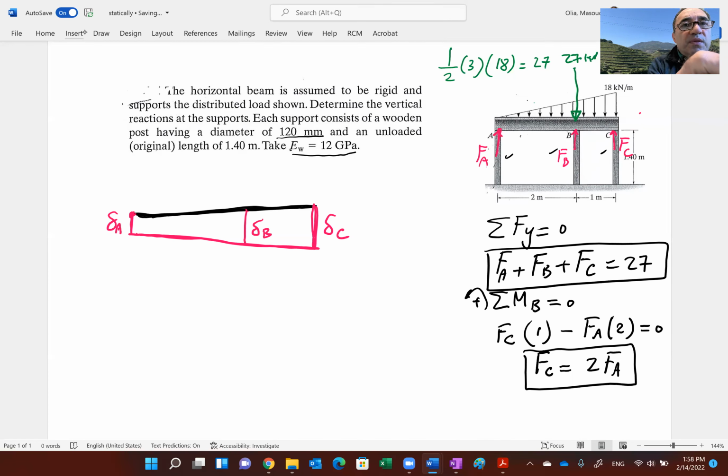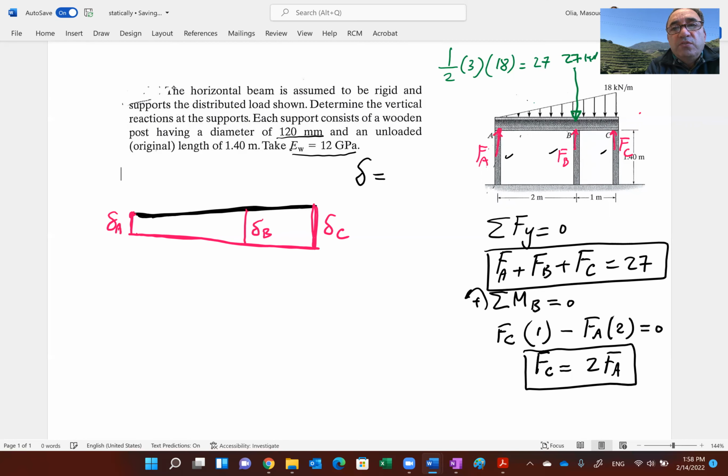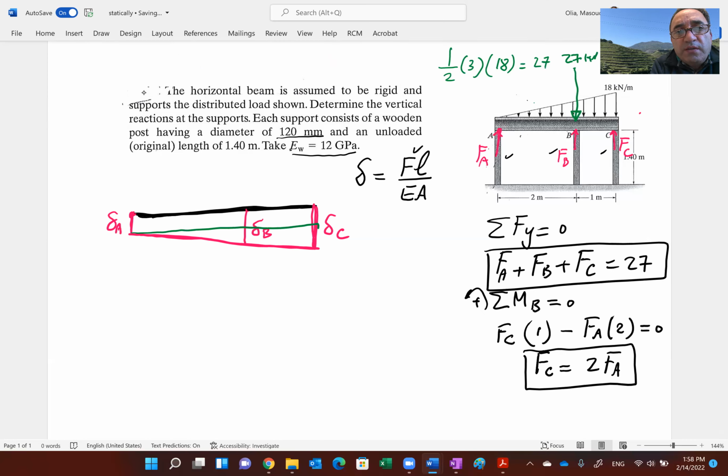Now we know that delta, the elastic deformation, is related to this equation, F times L divided by EA, for axially loaded members. So how could I establish a relation between delta A, delta B, and delta C, and then relate it to the force so I can get an additional equation? It's really simple. I'll show you how this is done. We need a pivot point. So if you make a triangle like this, just concentrate on this green triangle. I'm going to redraw it here for you.